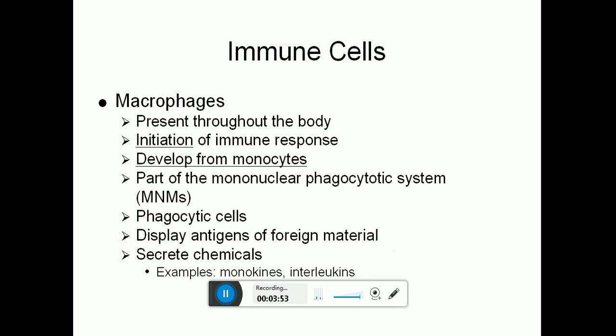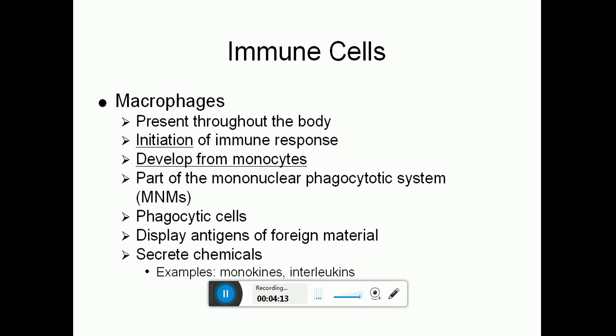Going back to some of our immune cells, we have macrophages, and these are present throughout all of our body. We have macrophages literally everywhere in the body. Sometimes they have different names, but they're still called macrophages. They're under that huge general umbrella of macrophages. They start the immune response.